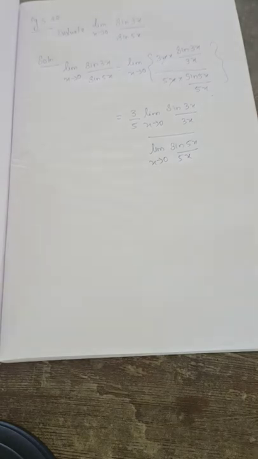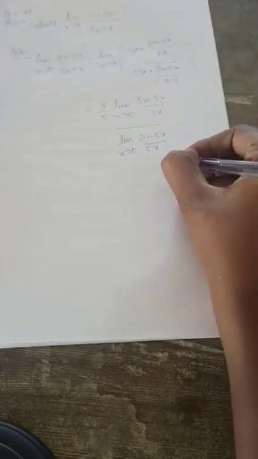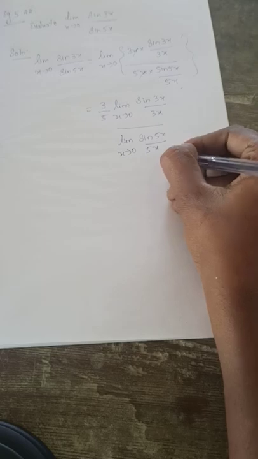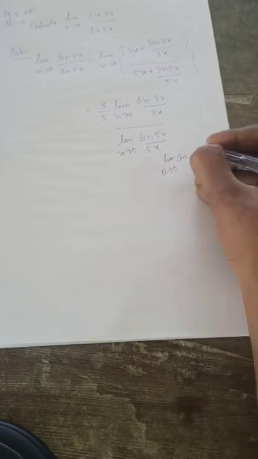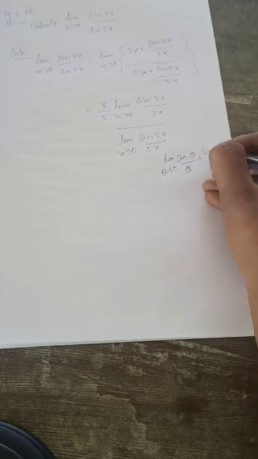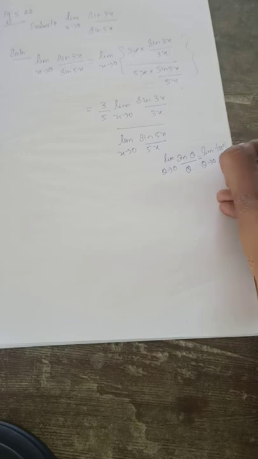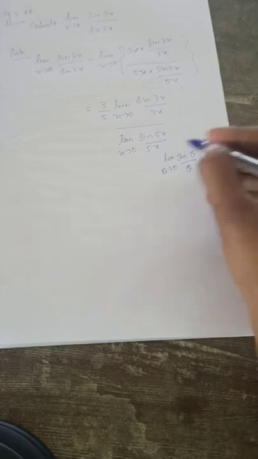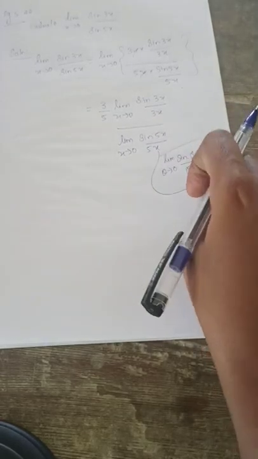Using the second standard limits formula, what is given is limit theta tends to 0 sin theta divided by theta equal to limit theta tends to 0 tan theta divided by theta, the value is equal to 1. It is given in standard limits 2. So because of that I have changed it like that.